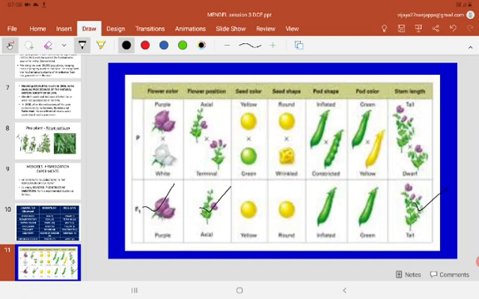Axial flower is dominant. Then yellow color of the seed is dominant over green. Then round is dominant over wrinkled. Pod shape, that is inflated, is dominant over constricted. Green pod is dominant over yellow pod.